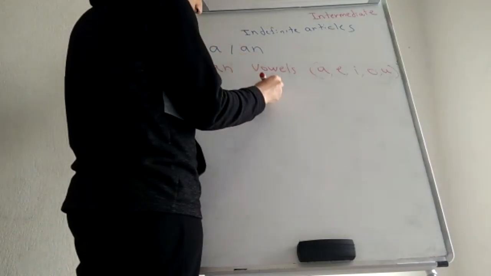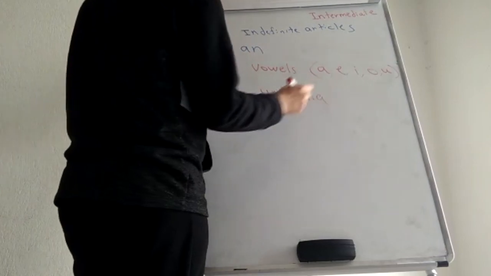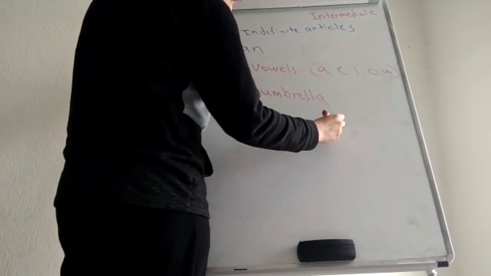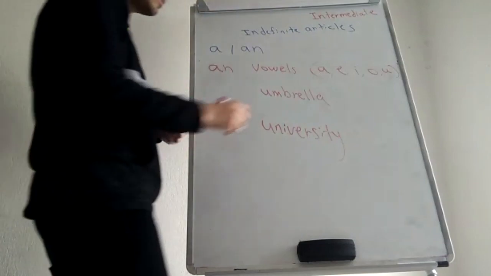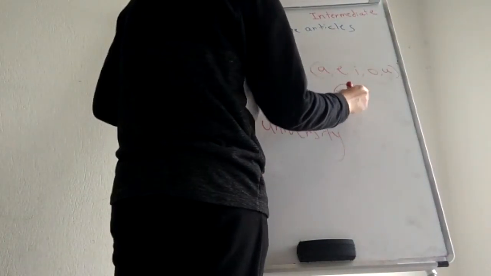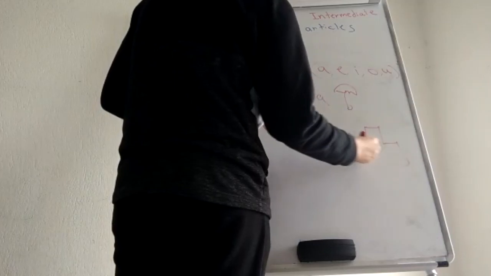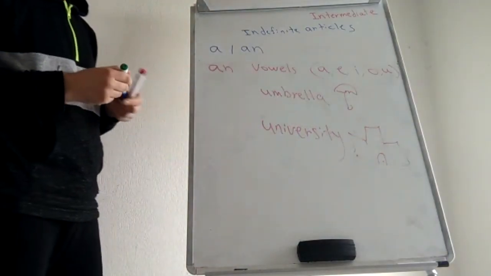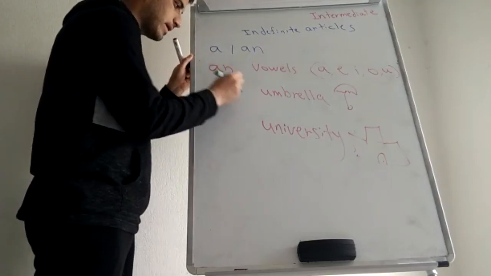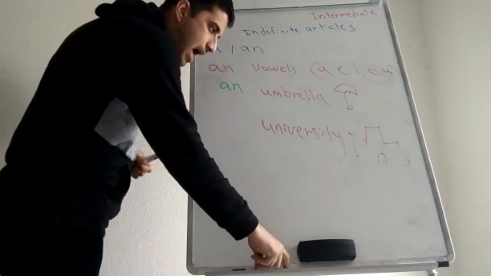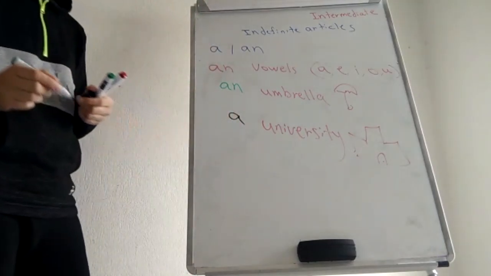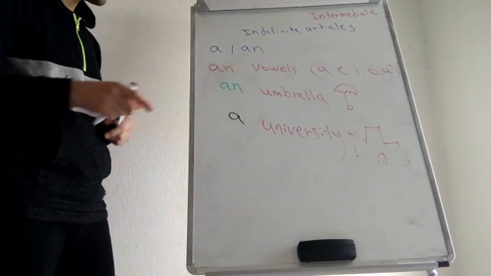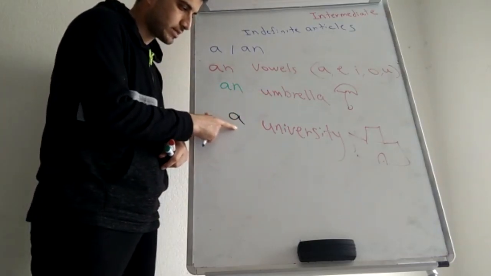Okay, I'll give you two examples. For example, I say umbrella and university. Okay, so the first example, umbrella, we say an umbrella. University, we say a university. And now I want you to think about these two examples and ask yourselves why we use an here and why we use a here.